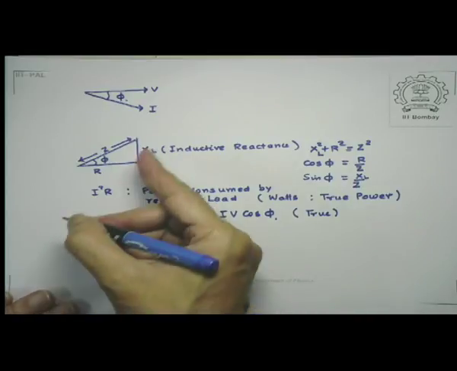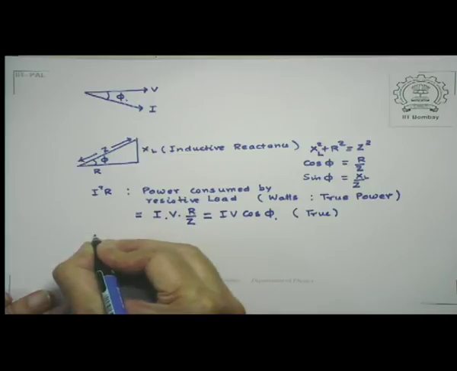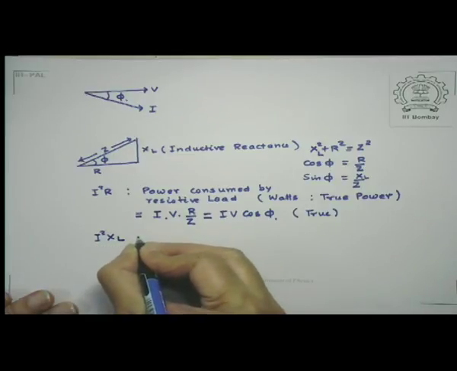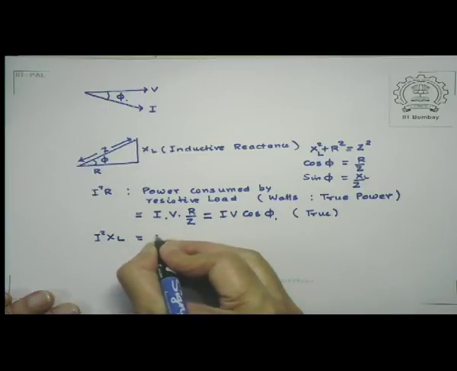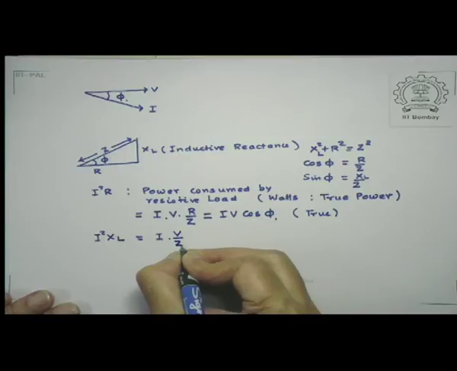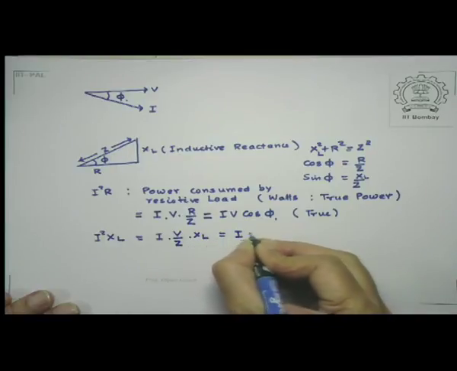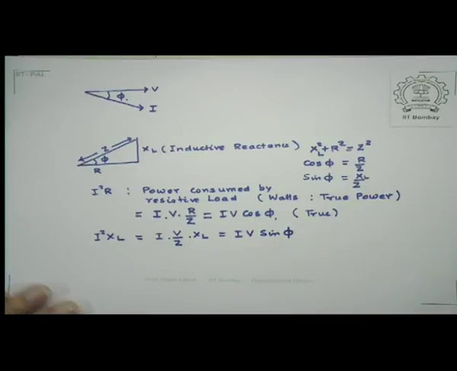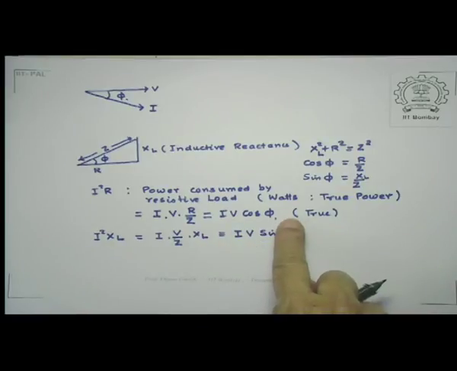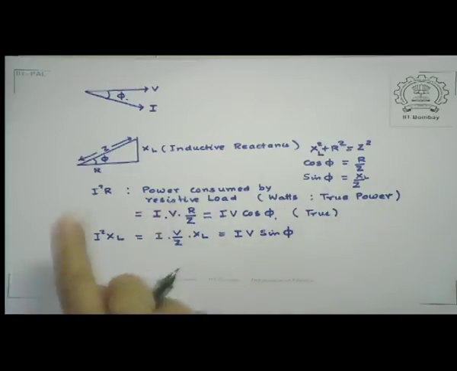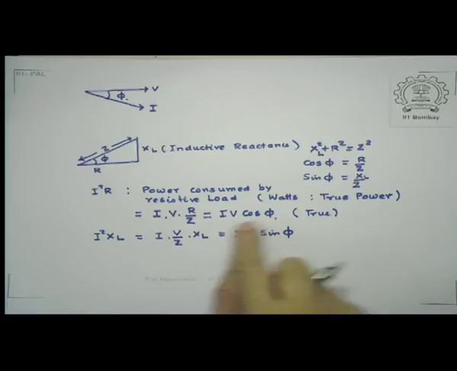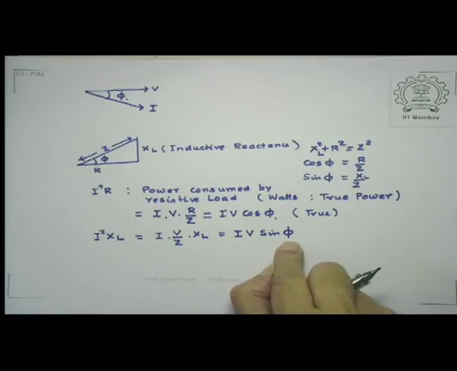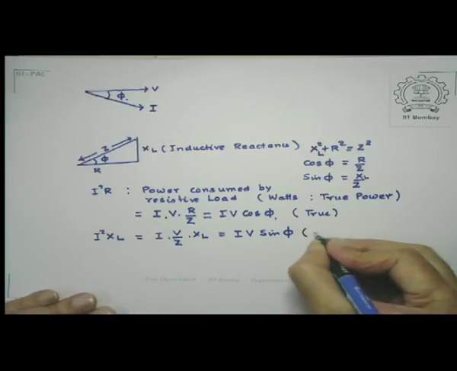And if you look at the corresponding reactive component, this is given by I square XL, and that's equal to I times V divided by Z times XL, and that's equal to I times V times sine of phi. So what we are doing here is to observe that if I resolve the current along a direction which is along the voltage, then that is the one which provides me with true power. But the component I sine phi, which is in a perpendicular direction, that's what gives me the reactive power, which also goes by the name of wattless power.